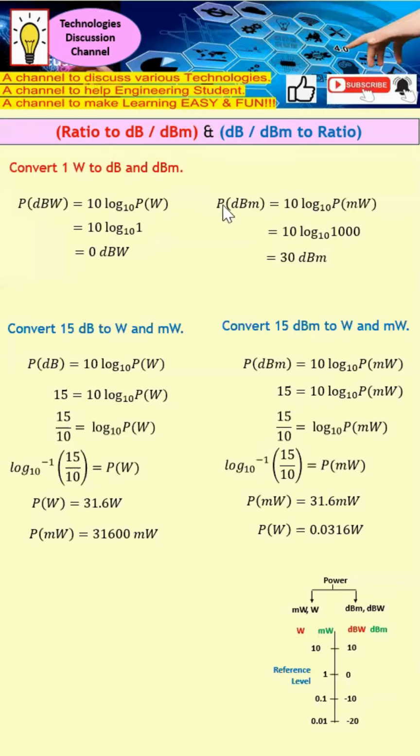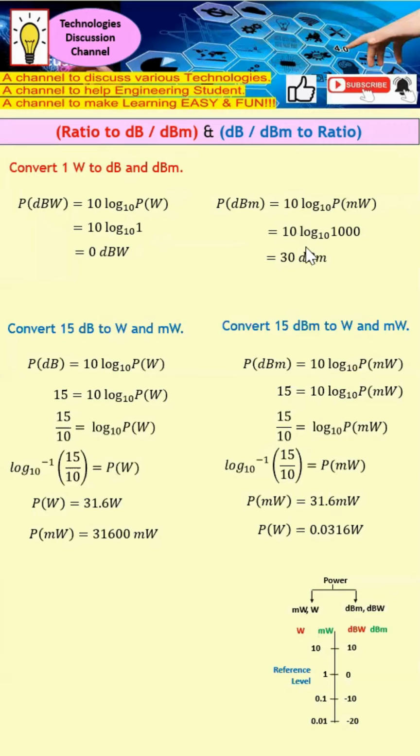As for dBm, it is slightly different. The 1 watt, I need to express in terms of milliwatt. So 1000 milliwatt equals 1 watt. Again, when I punch my calculator, it results in 30 dBm.